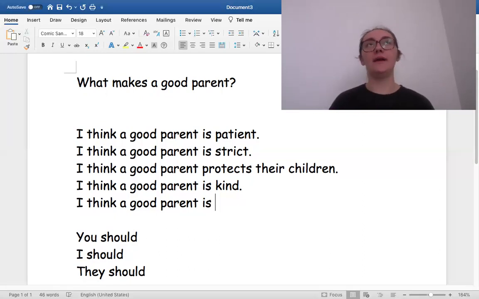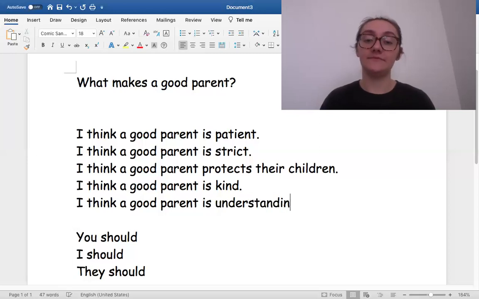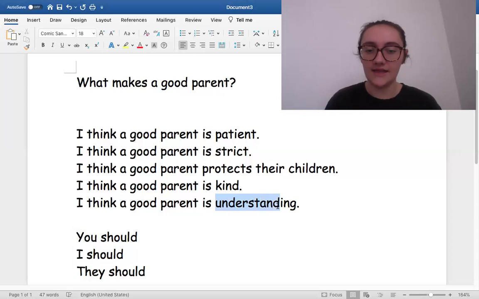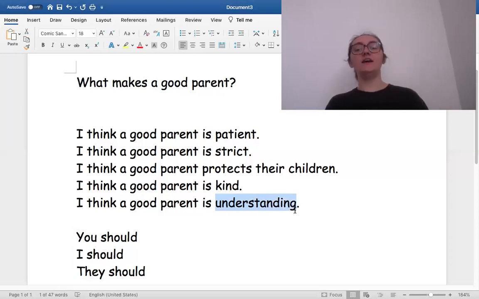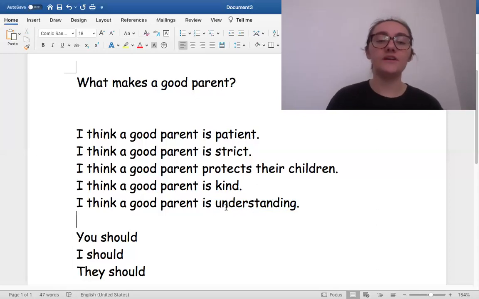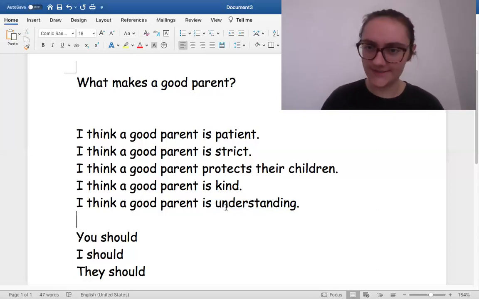So I think a good parent is, I'm trying to think of something my parents did, is I think a good parent is understanding. So understanding, now that's interesting. I used a verb, right? Understand. And then I made it a progressive by putting an ing. So when we say this, I think a good parent is understanding.